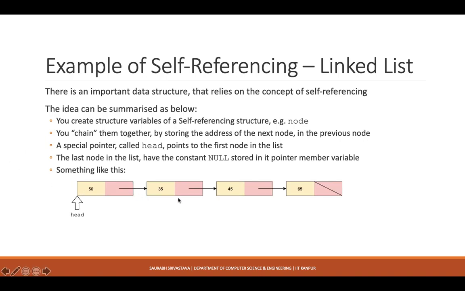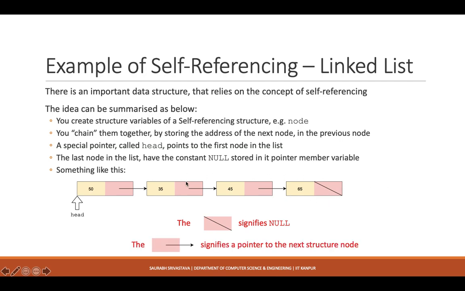Something like this. There are, let us say, 4 nodes here. The first node in the list is pointed to by head. It has the data 50. Then the next node in the list has the data 35. Then the next one has 45, and then the last one has 65. This notation actually signifies null. It is a very common notation that you will see whenever you have a look at a linked list. This crossed pointer essentially means that this is null. It doesn't point anywhere at all.